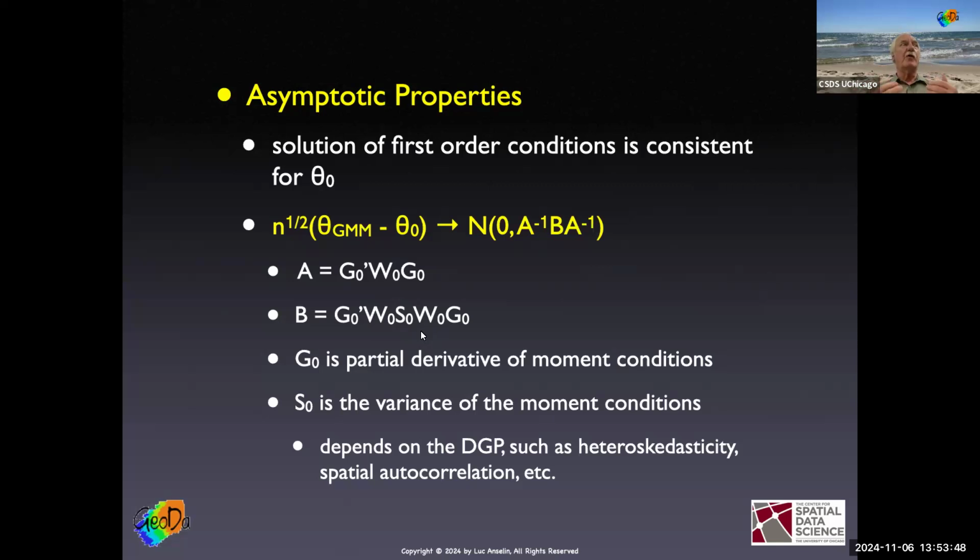Now that's a mouthful. We don't know what that is, right? That depends on the moment conditions and the randomness that is part of the moment conditions. Where does that randomness come from? It comes from the error term. What do we assume about the error term? That will determine the variance of the moment conditions. So mathematically, it gets very complicated. On an intuitive level, it's not.